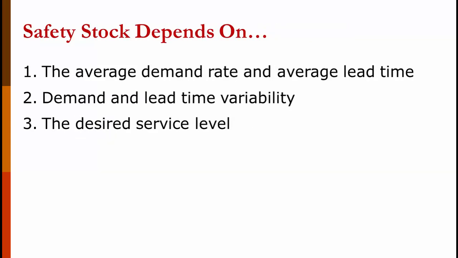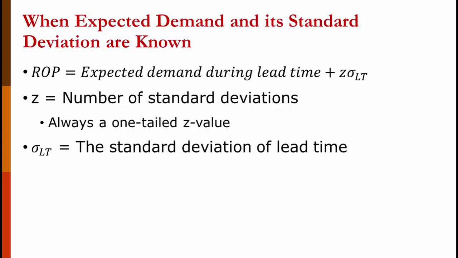Safety stock depends on 1, the average demand rate and average lead time, 2, the demand and lead time variability, and 3, the desired service level. When the expected demand during lead time and its standard deviation are known, the reorder point is equal to the expected demand during lead time plus Z times the standard deviation of the lead time. Z is the number of standard deviation units corresponding to your probability, and it's always a one-tailed probability because demand being too low doesn't lead to a stockout.